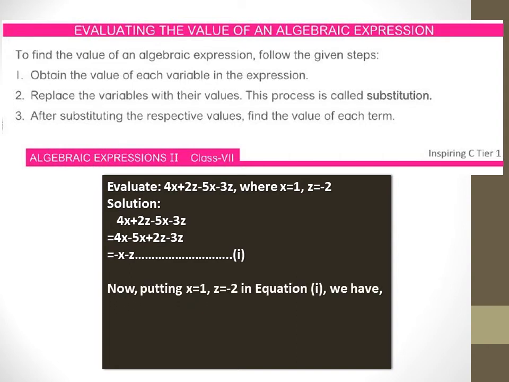Now let us consider that this is equation number 1. So now putting x equal to 1, z equal to minus 2, because it is in the question. Putting x equal to 1, z equal to minus 2 in equation number 1, the equation was minus x minus z. So now we will put minus within bracket 1 because x value is 1. Then again minus within bracket minus 2 because z value is minus 2. So now it will become minus 1 plus 2, which will give you 1.